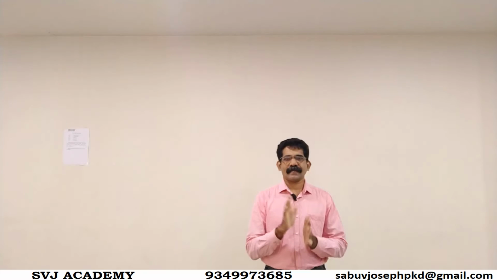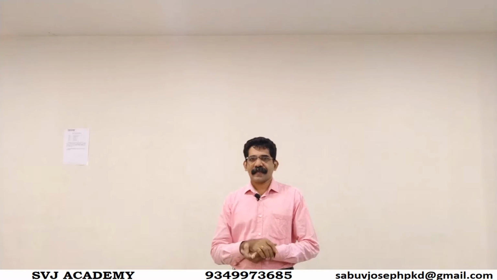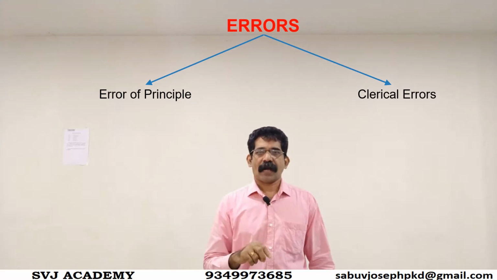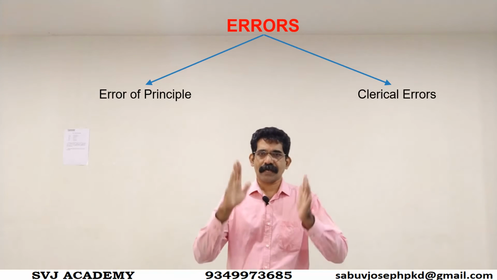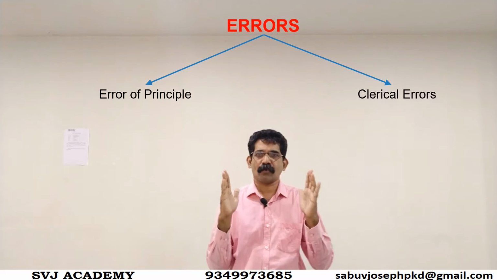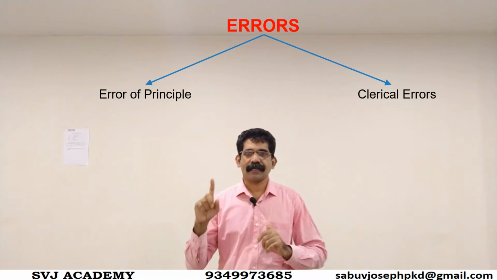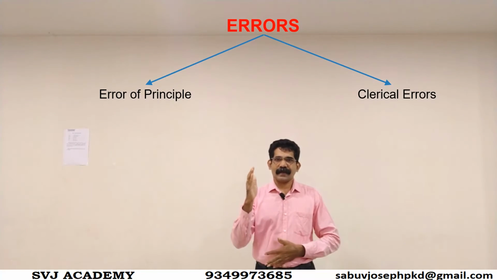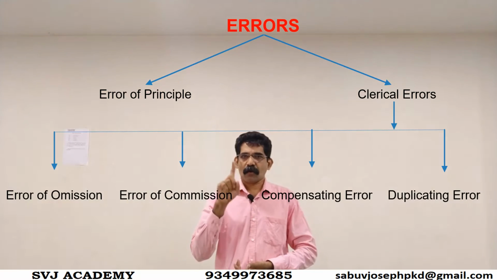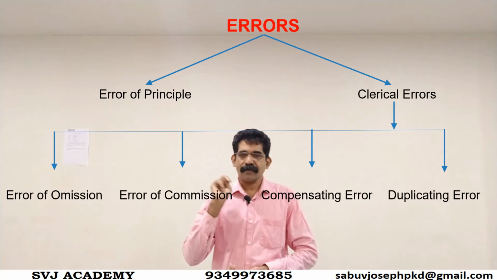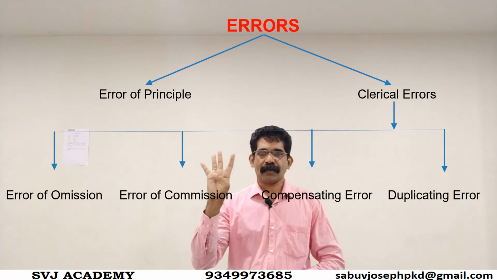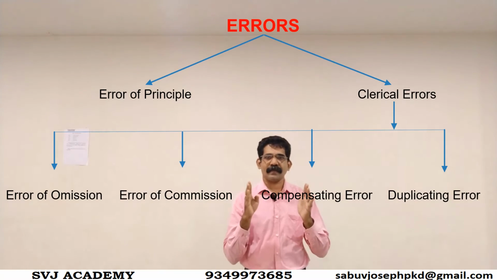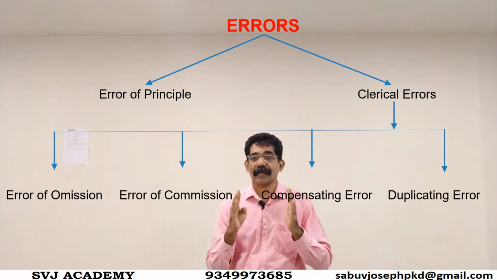Come to the session. What are the types of errors? The errors can be broadly classified into two: error of principle and clerical errors. These are the two main classifications of the errors. Again, these clerical errors can be divided into four: error of omission, error of commission, compensating error and duplicating error. These are the four errors that can be committed during the course of clerical work.